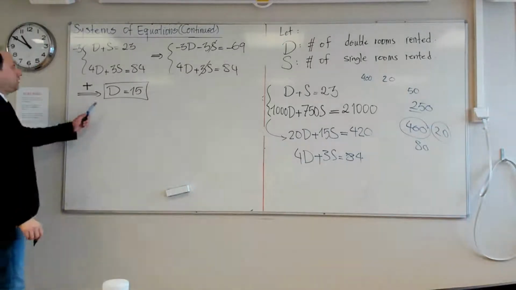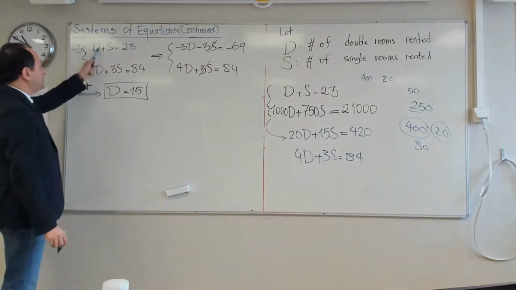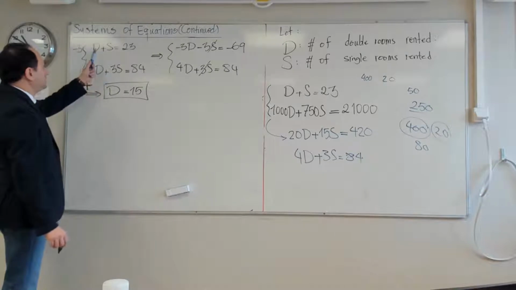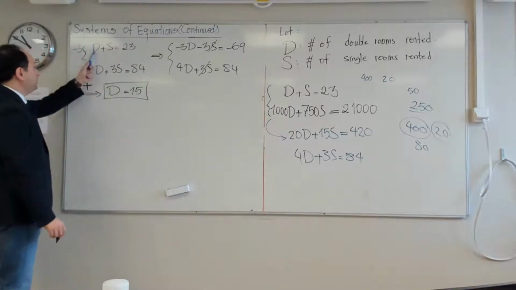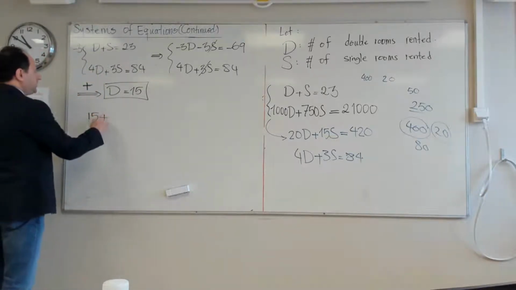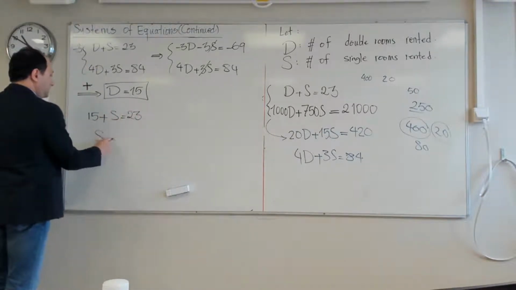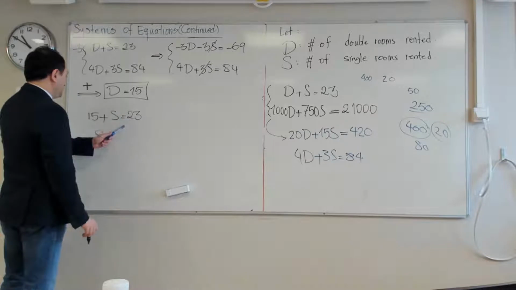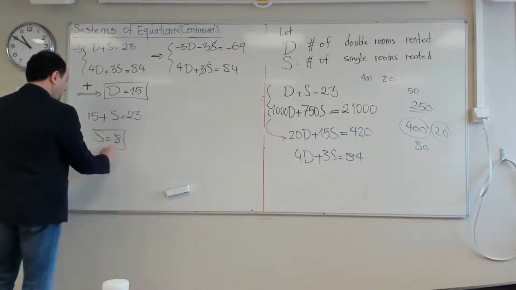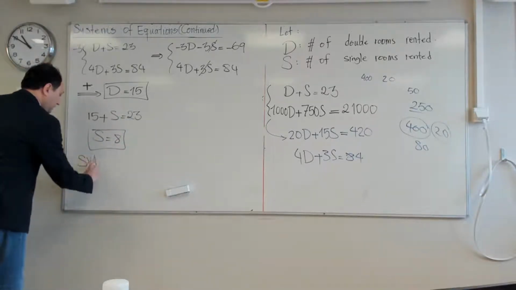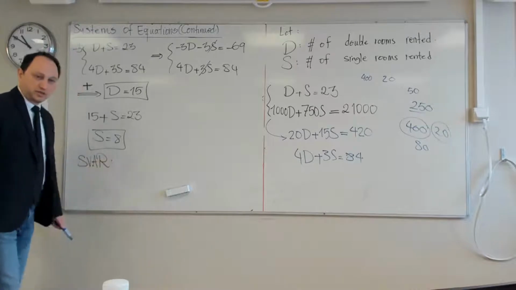It doesn't matter which one of them you use, this one or that one. Of course, this one is simpler, so I replace d here, so it becomes 15 plus s is equal to 23, and then s is equal to 8.